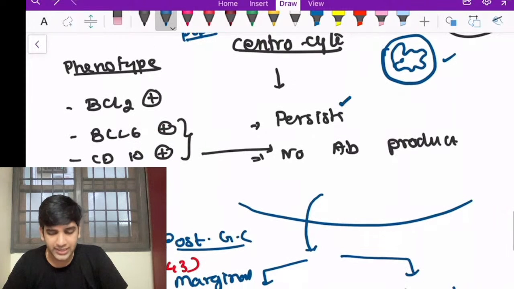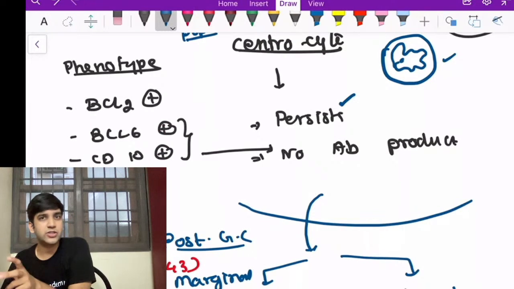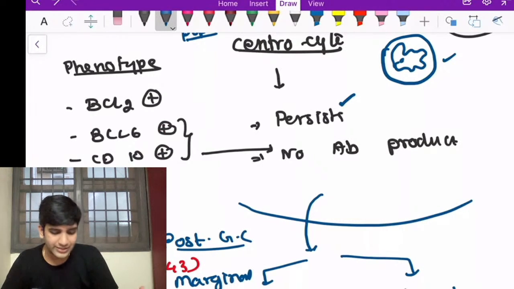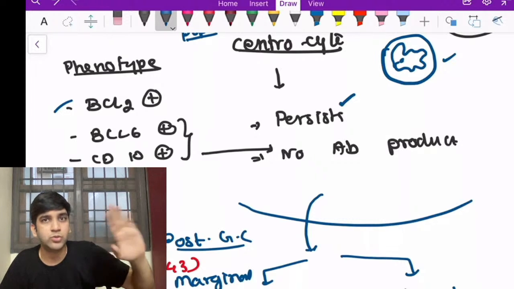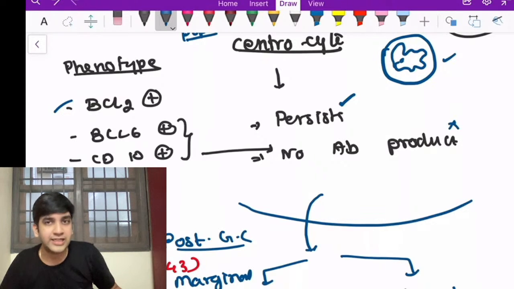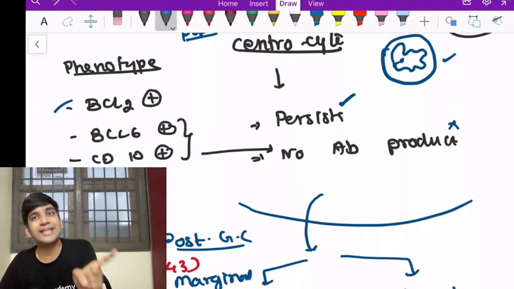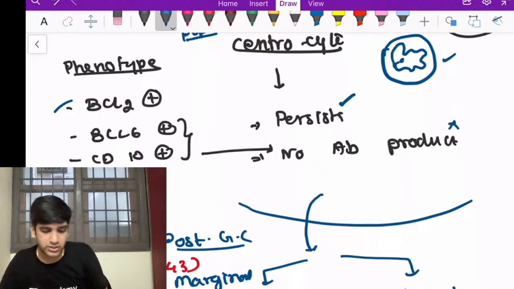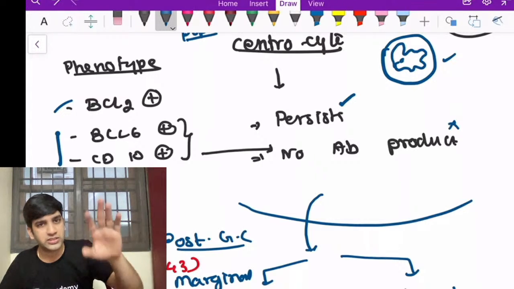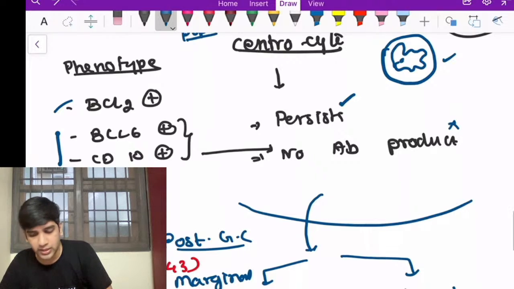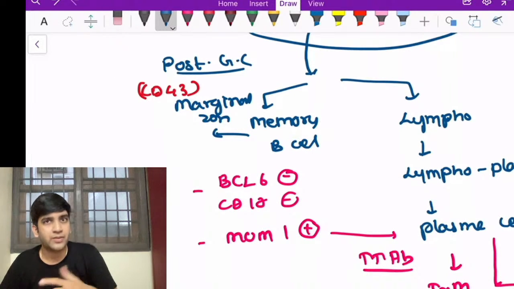So this clone should persist because that's my best clone. It's the best match. So I turn on BCL2, and I will then tell them, don't die. But they should not produce antibody. They'll produce antibody only when they come outside and become plasma cells. So I have the same suppressor which will suppress my antibody production also, right? Once they come out to the post-germinal center cell, I have a few rules.